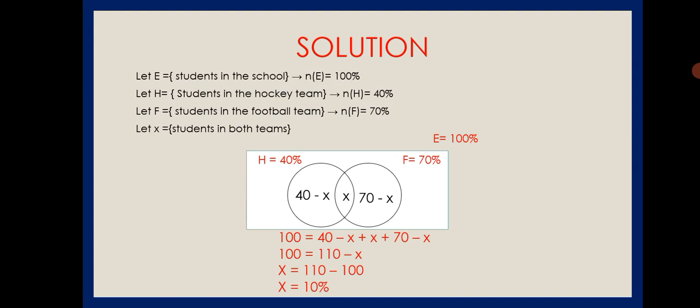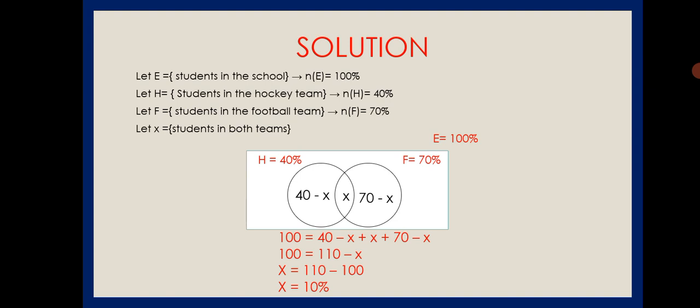The second one: let H, meaning students in the hockey team, n(H) is equal to 40%, as prescribed in the question. Let F be students in the football team, n(F) is equal to 70%. So at the end of the day, we have students that are in the football team and also the hockey team as well. But are we being given the students in both teams?